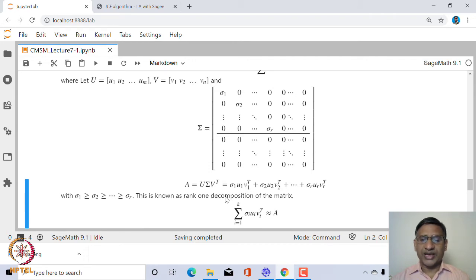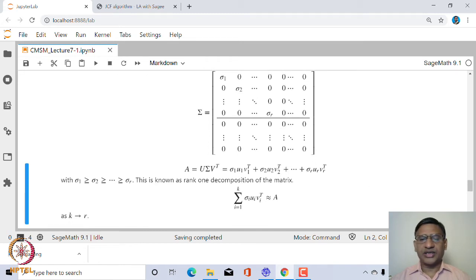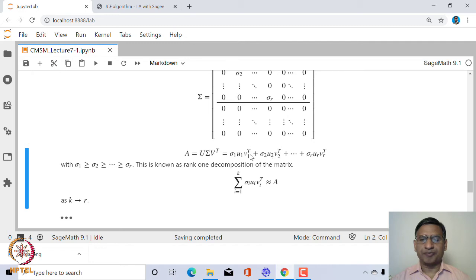So A has become a sum of rank 1 matrices, namely R of them, and that is why the rank of A is R. Suppose we take only the first k components of this sum on the right hand side, sigma i Ui Vi transpose, i going from 1 to k. As k goes to R, the left hand side will be equal to A. So we can think of this as an approximation of the matrix A, as a sum of rank 1 matrices.